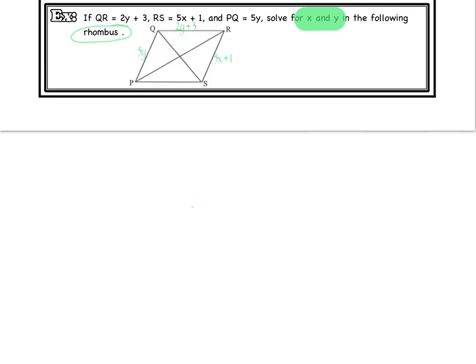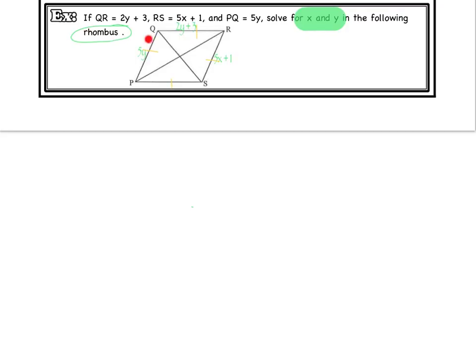All right, so I see that I'm given a bunch of information about sides. So what do I know about the sides of a rhombus? Well, I know that opposite sides are congruent, opposite sides are parallel, but what's special about a rhombus is that all sides are congruent. So I can go ahead and say that this side is congruent to this side, is congruent to this side, is congruent to this side.